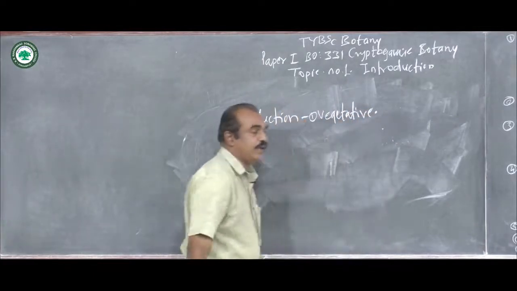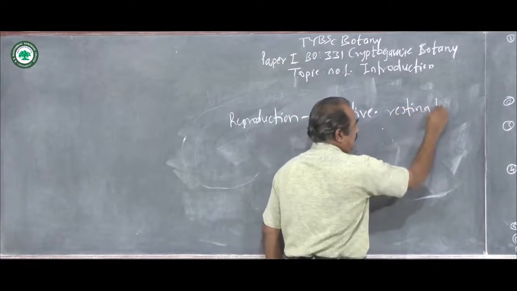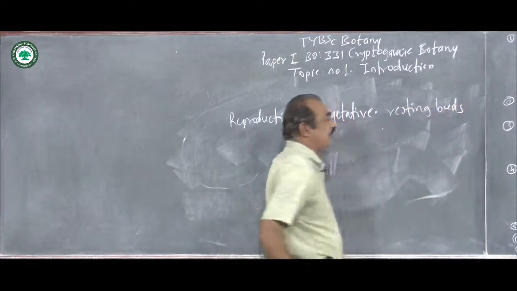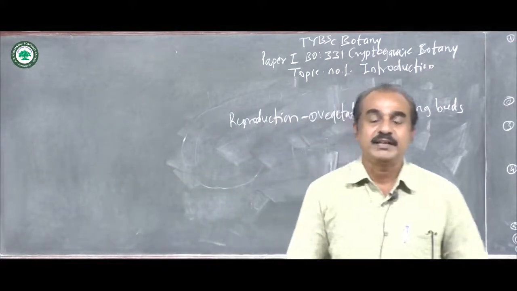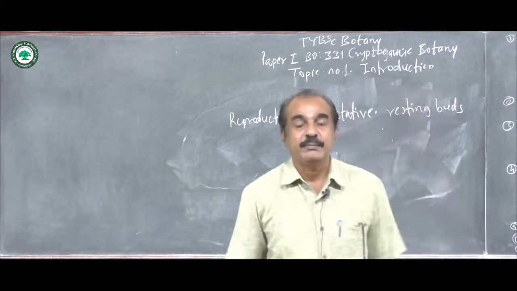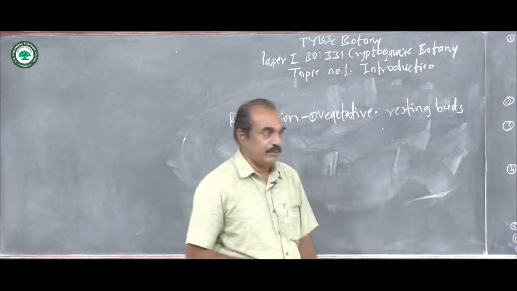It takes place with the help of resting buds. These are the resting buds. They are developed on the parent plant. They are full of food material, and when they get separated from the parent plant, they have the capacity to develop into a new plant of the pteridophyte if the conditions are favorable.